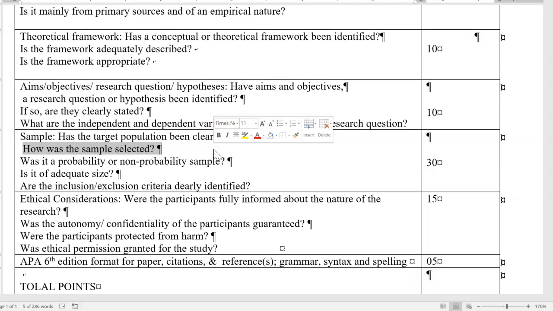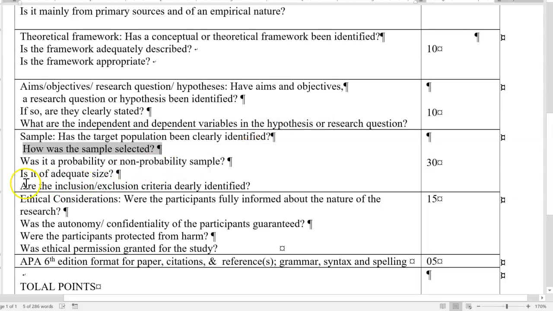So what you need to say is it's unclear whether this was an adequate size or not because they did not discuss power analysis. Are the inclusion-exclusion criteria clearly defined? Moderately so in this one. And it would be nice right there if you then listed them.